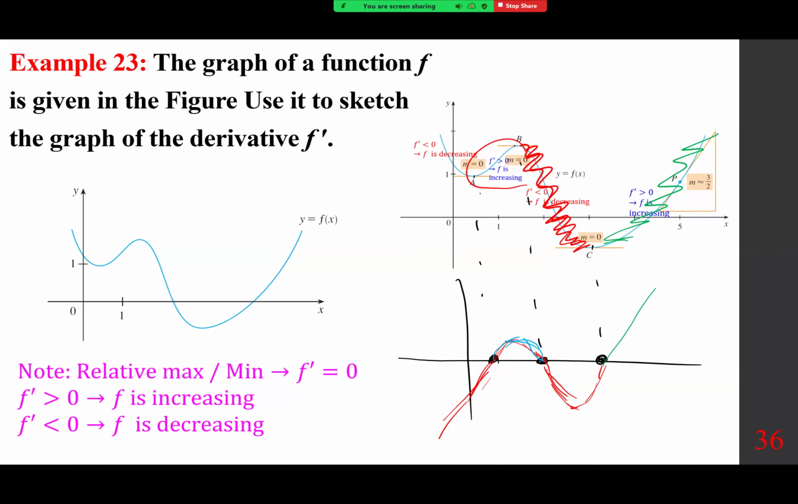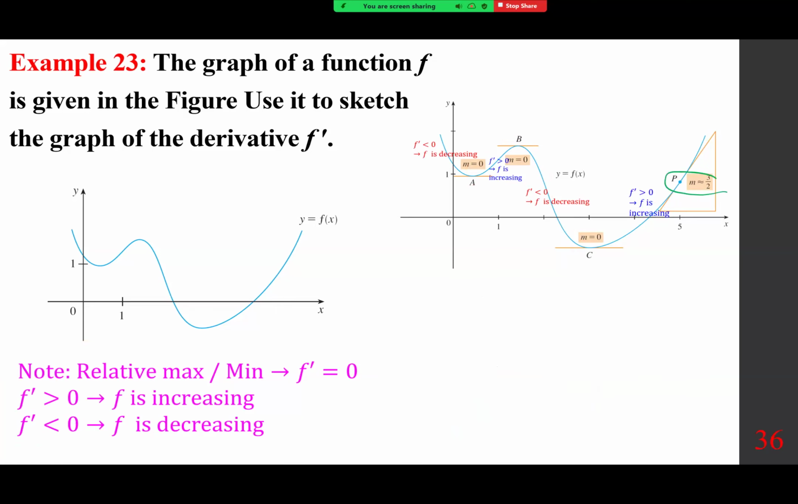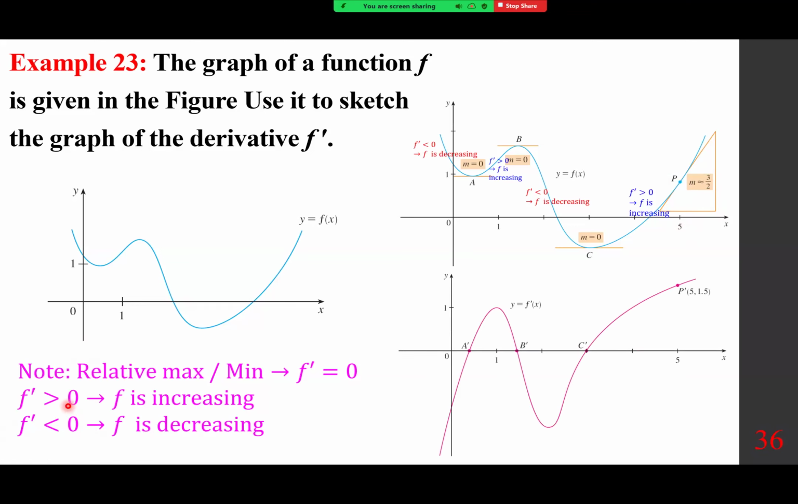Now, what happens to this point? Let me erase the mess. What happens to this point? They picked a point and they did their best to draw a tangent line. They picked 2 points and they calculated this slope as 3/2. Now, this will correspond on the graph of f prime of x to the point 5, comma, the y coordinate is 3/2 or 1.5. So let me again erase the mess. It will look like this. Okay, everybody? It will look like this.